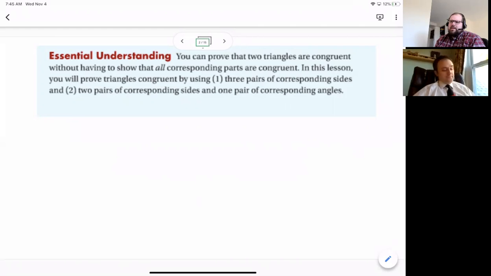And one of the things that we do in math is try to find ways to be strategically lazy. In other words, instead of showing that six things are the same in order to say that they're the same triangle in terms of size and shape, we're going to try to be more efficient, which is another way to say strategically lazy. And see if we can find ways to show two triangles are congruent with less stuff.